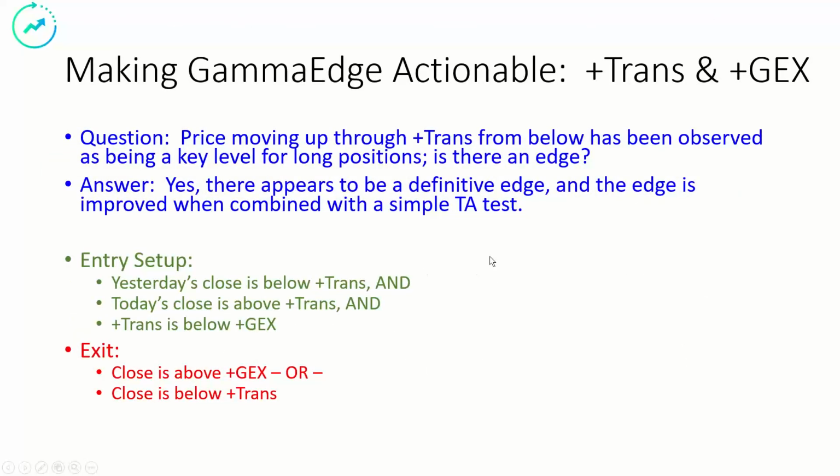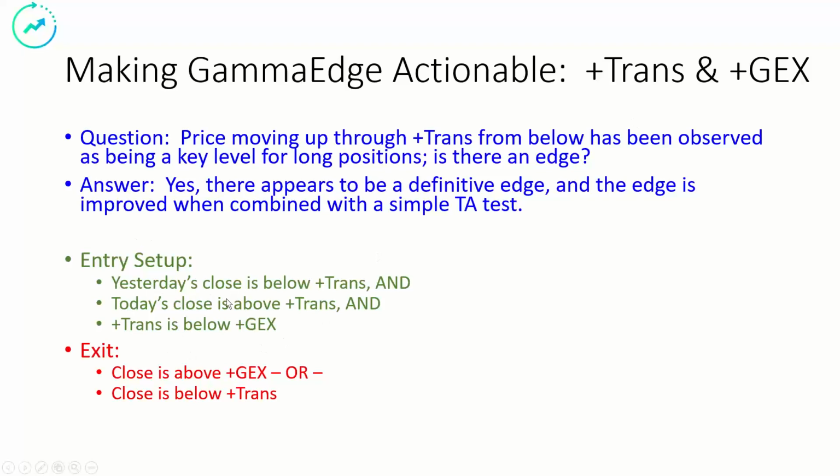So one of the questions we often get is price moving up through PTRANS from below. It's been observed that this is a key level for long positions. Is there an edge? And as it turns out, when we peel back the curtain a little bit, there does appear to be a definitive edge, and it's improved when we combine that with some simple TA. So what we're really going to focus on here today is this positive transition, this positive GEX, and entering when we get a crossing of positive trans with a target of hitting positive gamma.